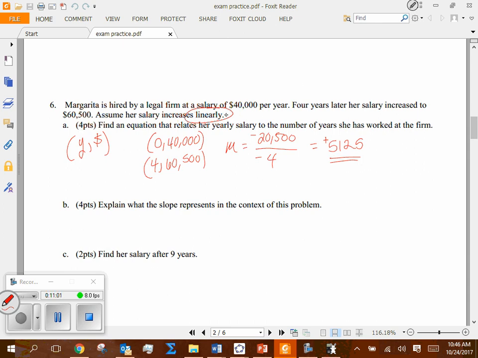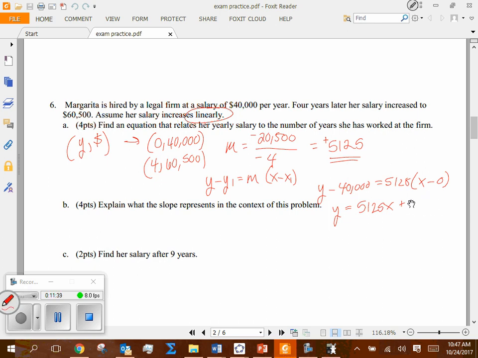Pretty good deal. So they want an equation then. So we're going to go y minus y1 is equal to m times x minus x1. Then for my y1 and x1, probably a good idea to use one of these ordered pairs up here. I'm going to use the one that has a 0 and it makes things a lot easier. Y1 would be 40,000 equals slope of 5125 times x minus x1, which was 0. So now I'm going to get y equals 5125x plus 40,000.